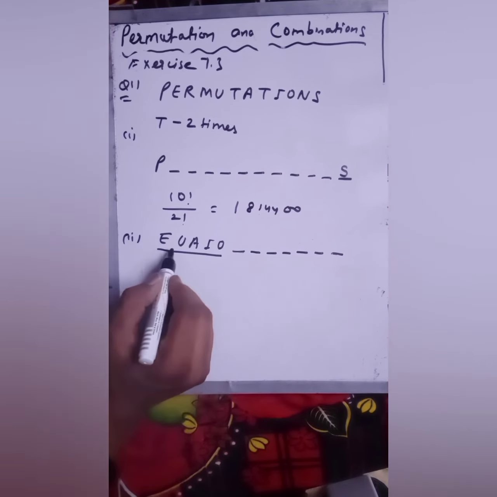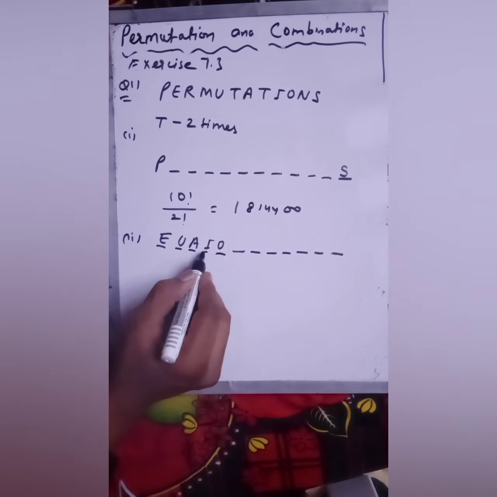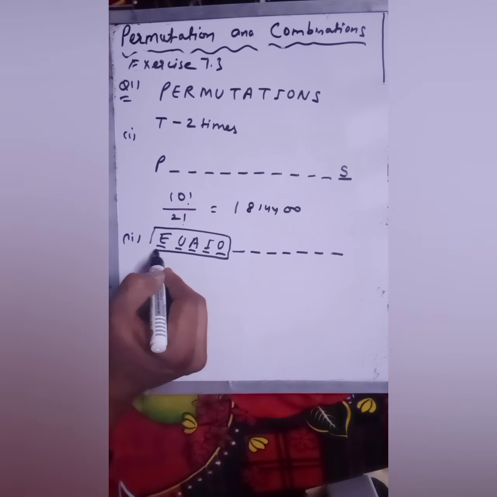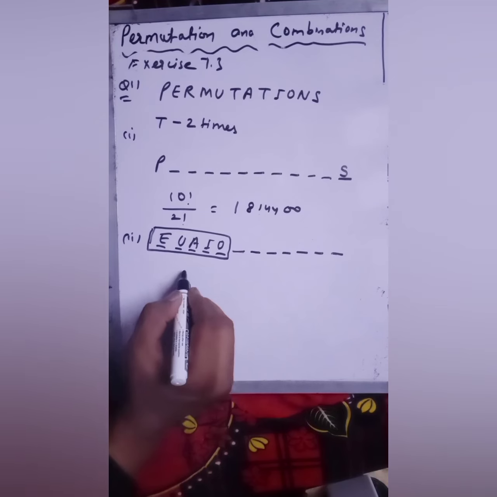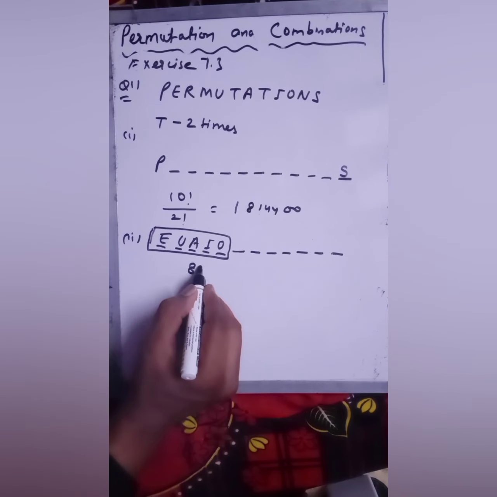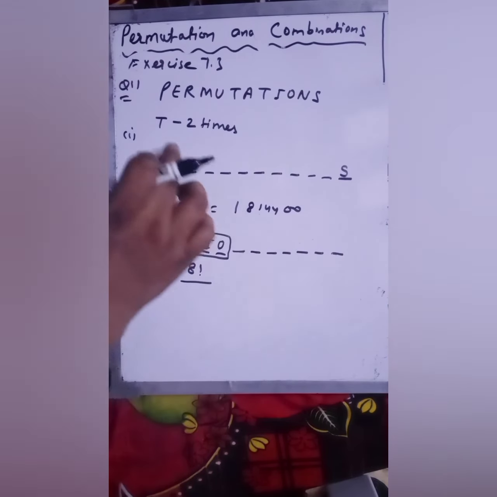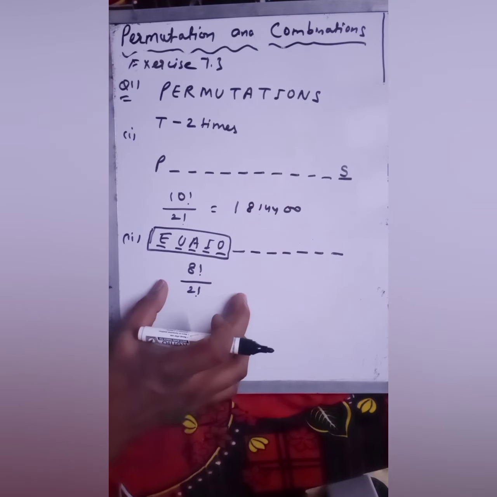So if all vowels are coming together, we are considering them as only one. This is 1 and this is 7, so total is 8. So 8 factorial over 2 factorial, because T is repeating. So this is the arrangement.